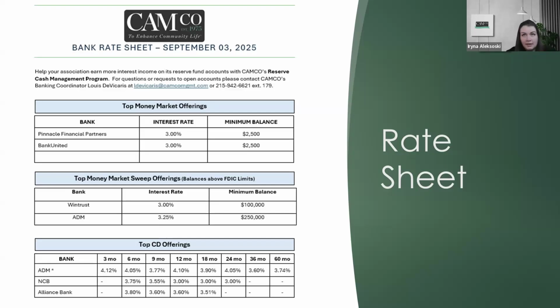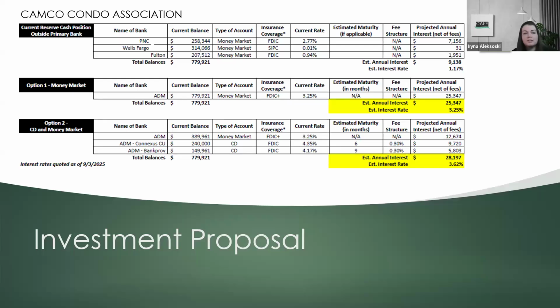And then the next slide goes into a little more detail. So this is, let's say, a CAMCO condo association. The top section shows the current financial institutions that we have, so there's money with PNC, Wells Fargo, and Fulton. Currently, at the interest rates that these banks are paying, the estimated annual interest is just above $9,000.